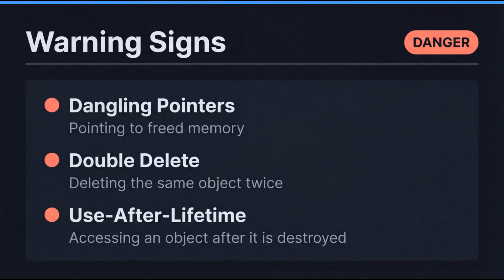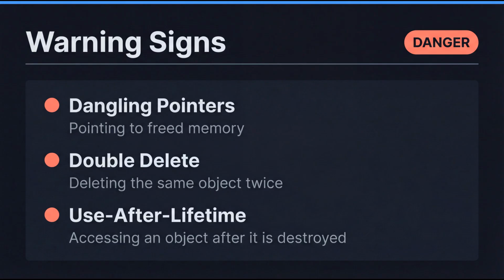3 categories of pointer bugs you must learn to recognize. First, dangling pointers. A pointer that points to memory that's already been freed. The object is gone, but the pointer still holds the old address. Dereferencing it is undefined behavior. Your program might crash, corrupt data, or appear to work fine until it doesn't.